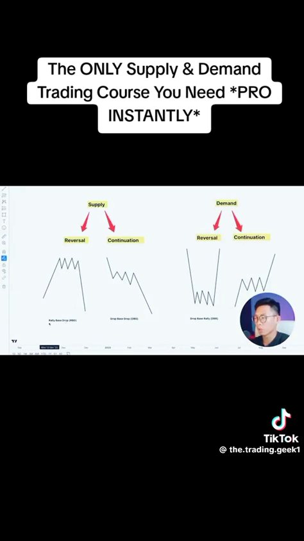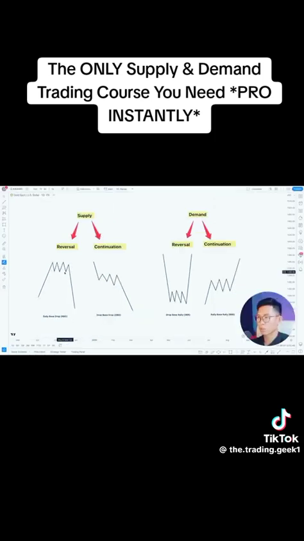Another name for it is called rally-base-drop, where it's literally what the name implies. That's how this other name comes from. Next type of supply zones is your continuation supply zone. So in this type, you can see price will drop and then start consolidating and then it will drop again. So basically price is just continuing in this downtrend after a period of consolidation. So this is supply reversal or supply continuation, whatever I like to call it. Just the names actually don't really matter.